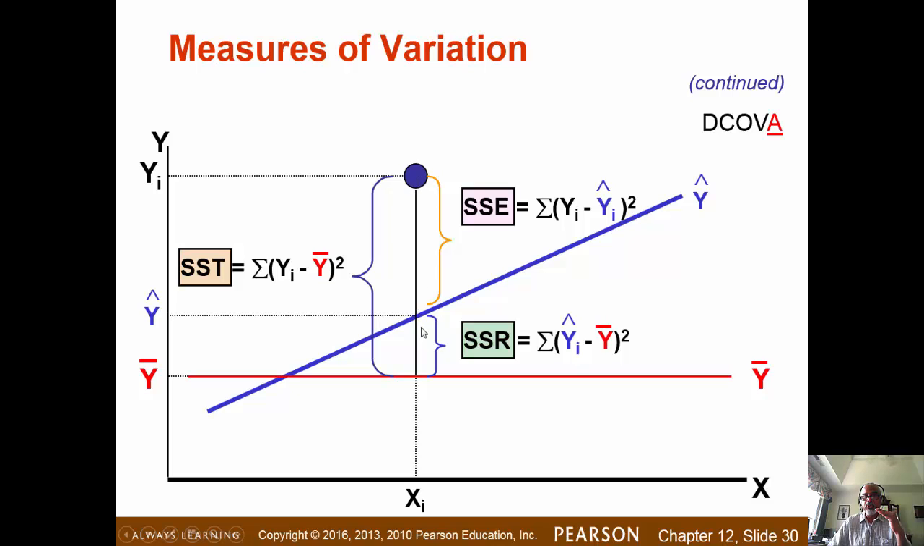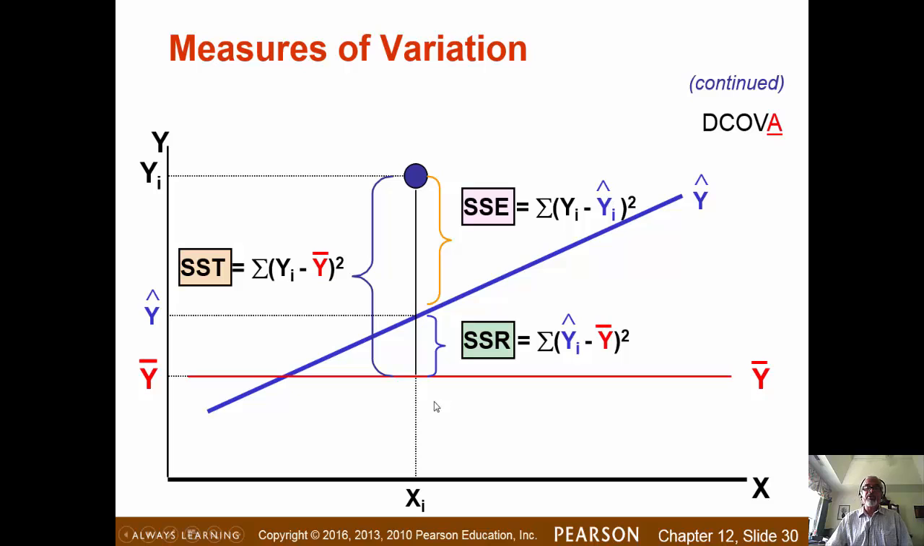Now that part which was error previously is now explained by the regression. So y hat minus y bar is the amount of error that is no longer present. That's the error that is explained by regression. Take that, square it for all the points and add them up. That's your sum of squares due to regression, the sum of squares that has been explained by regression. The balance is your SSE: y minus y hat, square that and sum that, and that is SSE.